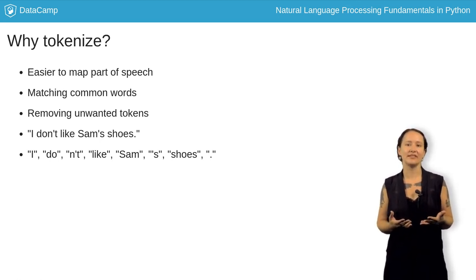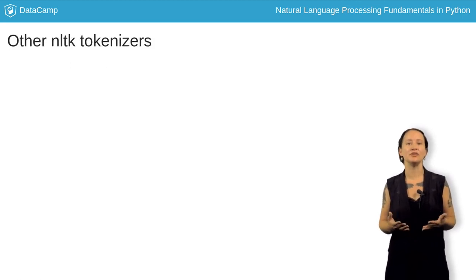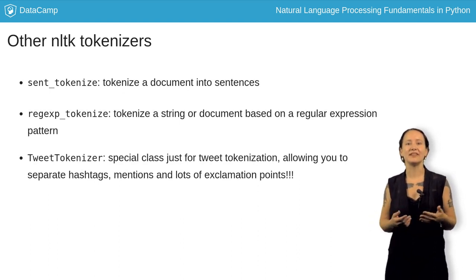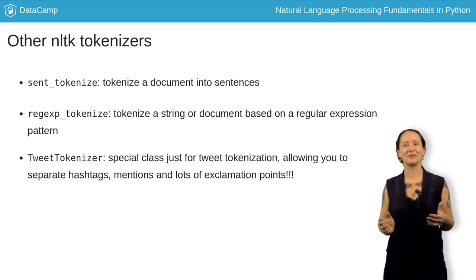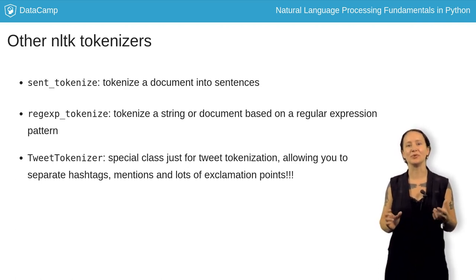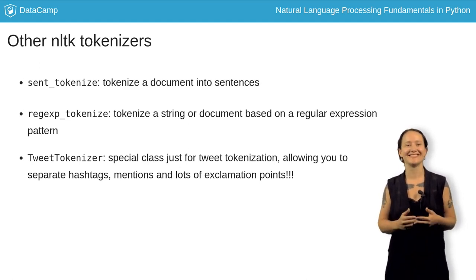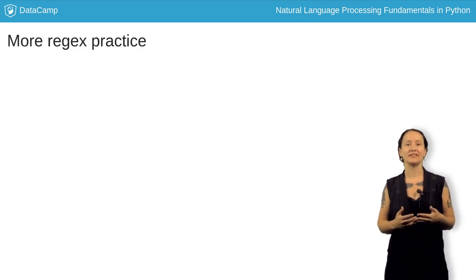Beyond just tokenizing words, NLTK has plenty of other tokenizers you can use, including these ones that you'll be working with in this chapter. The sent_tokenize function will split a document into individual sentences. The regexp_tokenize uses regular expressions to tokenize the string, giving you more granular control over the process. And the tweet tokenizer does neat things like recognize hashtags, mentions, and when you have too many punctuation symbols following a sentence. How convenient. You'll be using more regex in this section as well, not only when you're tokenizing, but also figuring out how to parse tokens in text.